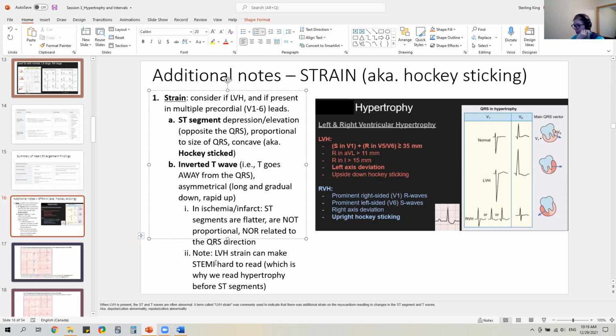And left ventricular strain can make a STEMI hard to read, which is generally why you read the hypertrophy before you read the ST segments. For that acronym that we use, rare steak barbecue with Sterling, because rare steak, so rare hypertrophy, and you're checking the hypertrophy before you get to the barbecue. The Q is the Q waves.